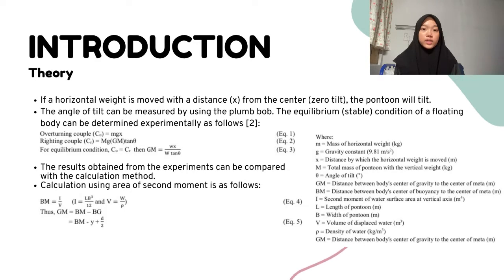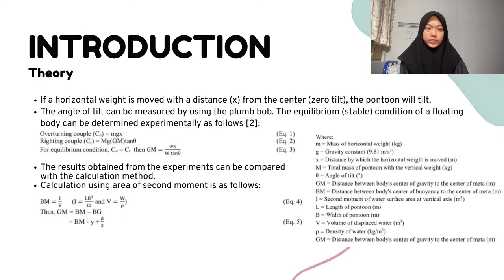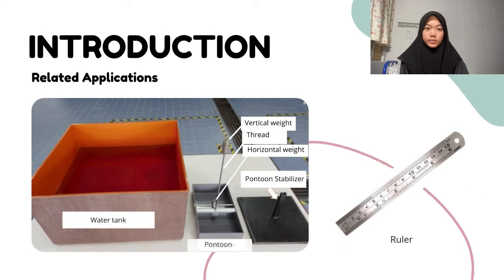Lastly, we will get equation 5, which is GM equal to BM minus BG. Then BM minus BG is equal to BM minus Y plus D over 2. Moving to the related apparatus used in this experiment.